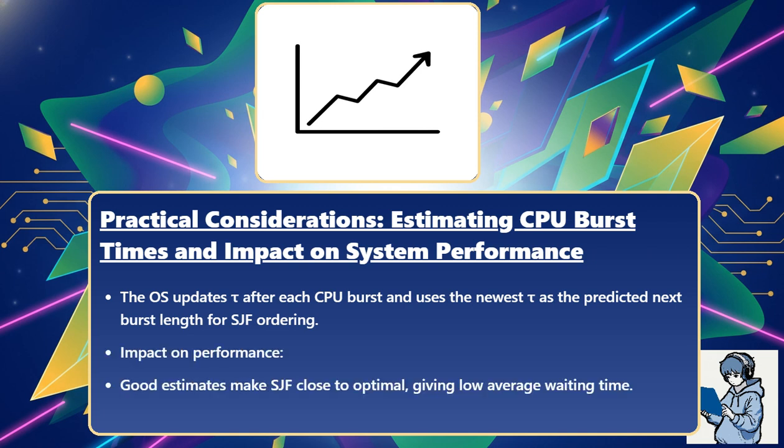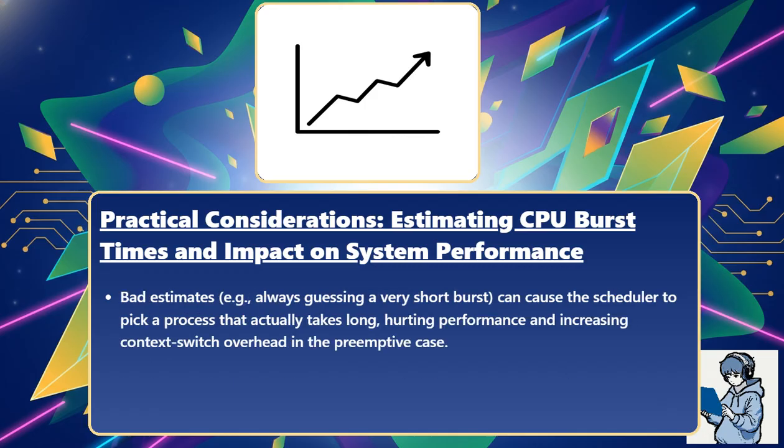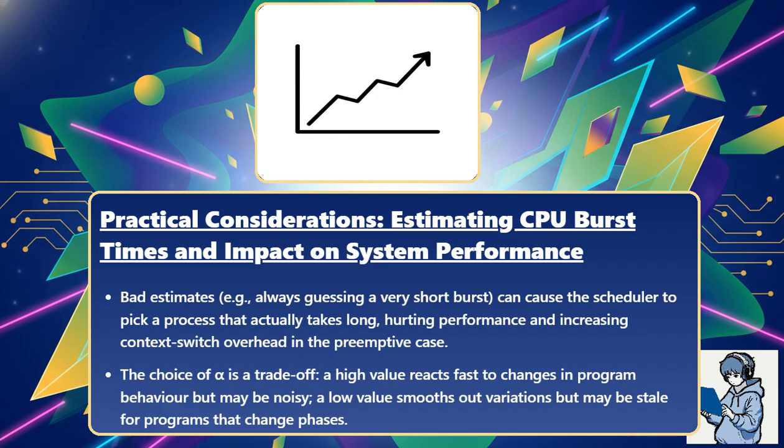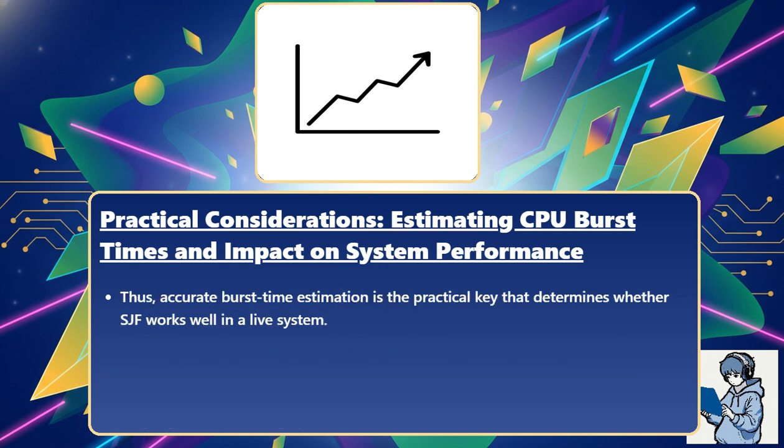Impact on performance: good estimates make SJF close to optimal, giving low average waiting time. Bad estimates, for example always guessing a very short burst, can cause the scheduler to pick a process that actually takes long, hurting performance and increasing context switch overhead in the preemptive case. The choice of alpha is a trade-off. A high value reacts fast to changes in program behavior but may be noisy. A low value smooths out variations but may be stale for programs that change phases. Thus, accurate burst time estimation is the practical key that determines whether SJF works well in a live system.